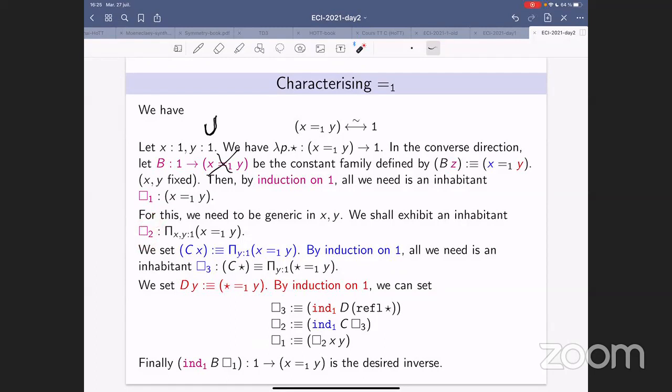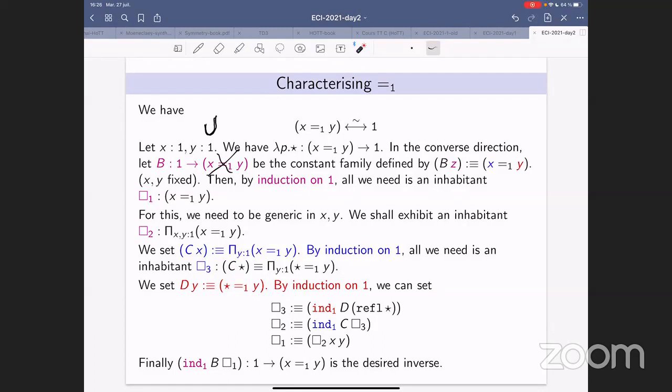Okay, so here we are going to do an induction on 1, because this is a function that takes 2 arguments of type 1. So first I will fix my x here. X is supposed to be fixed, and y is fixed. And I consider the type family, which at x, C x is by definition P y x equal 1 y.